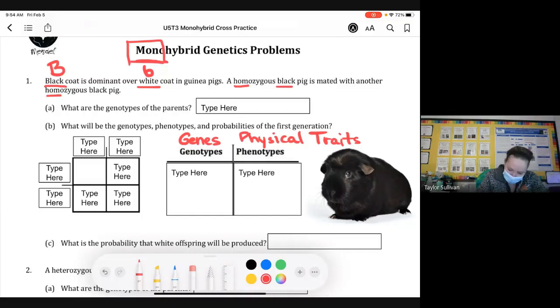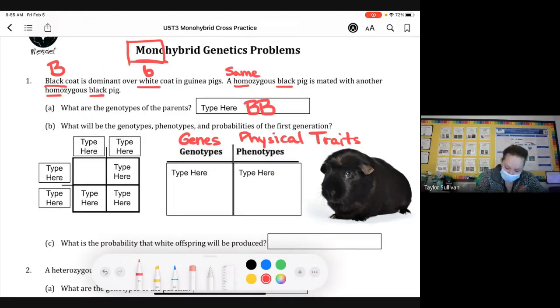So we're going to look at a homozygous black guinea pig, and another homozygous black guinea pig. So what does homo mean? What is the root telling us? We're looking for same or different? Same, yes. All right, so this means it's the same. And the black allele is the capital B. So if it's the same thing, we're going to have two big B's for our first guinea pig.